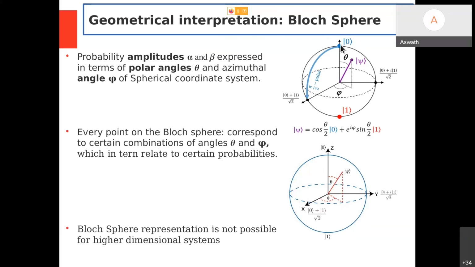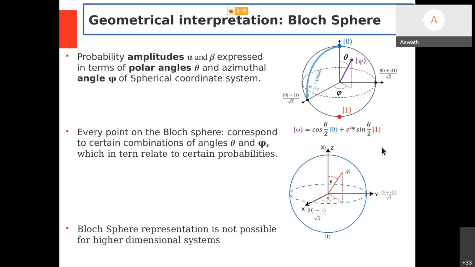Okay. If the atom is excited, I will take theta to be pi, and phi doesn't matter because I'm talking about a single point. Any point other than the north and south pole, everywhere else the atom can exist in a combination of 0 and 1. Okay. So in this way, even the quantum state can be geometrically interpreted on a two-dimensional surface of a sphere. Okay.